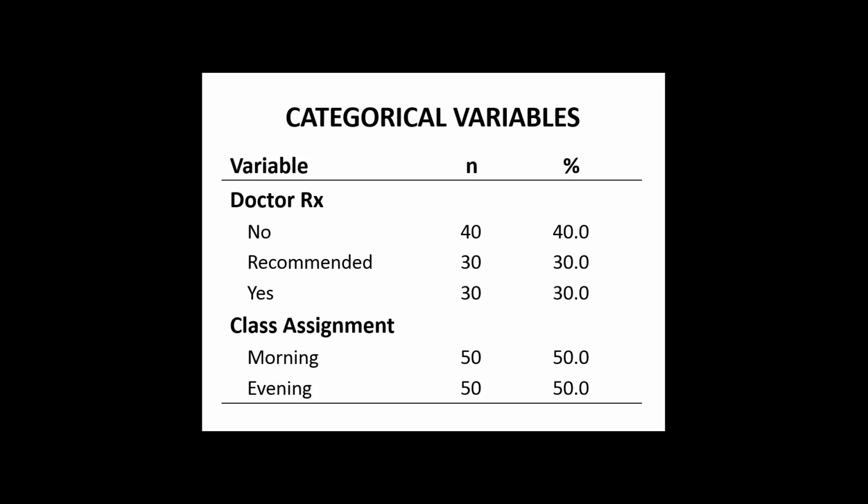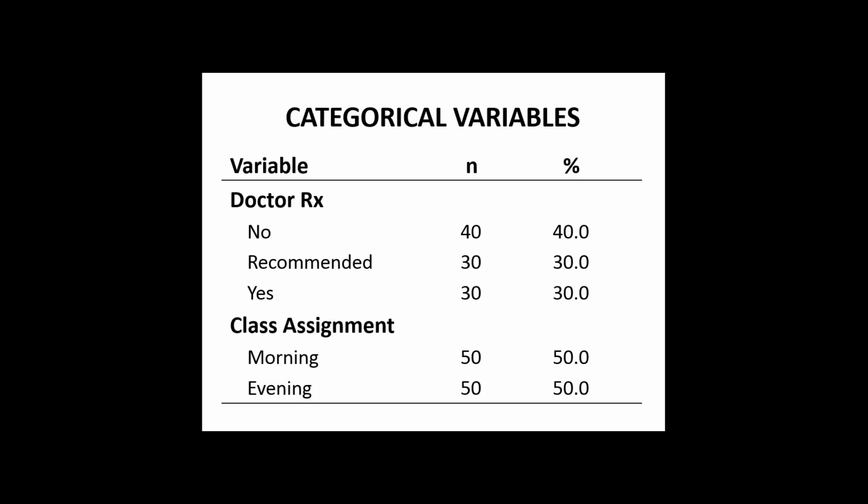So we see the first one is doctor prescription. The first line is no, there's an N of 40. That means 40 of the 100, which is 40%, did not get a prescription by the doctor to take meditation classes. Recommended, 30, so 30 residents, 30%, the doctor recommended they take meditation class. And finally, yes. In the yes category, there's 30 that were prescribed to take these meditation classes by the doctor.